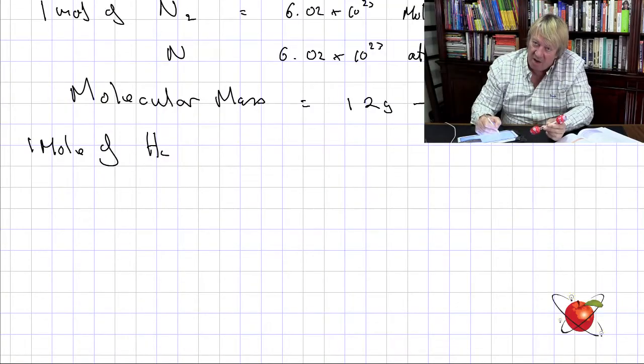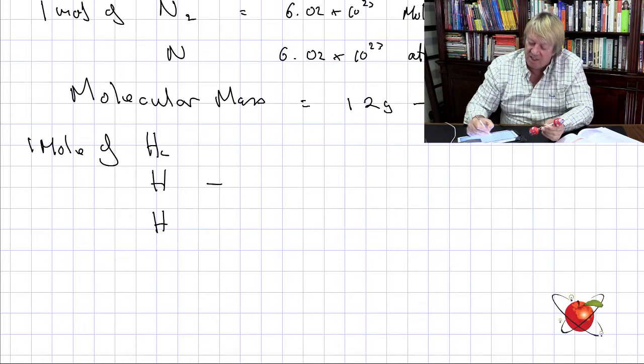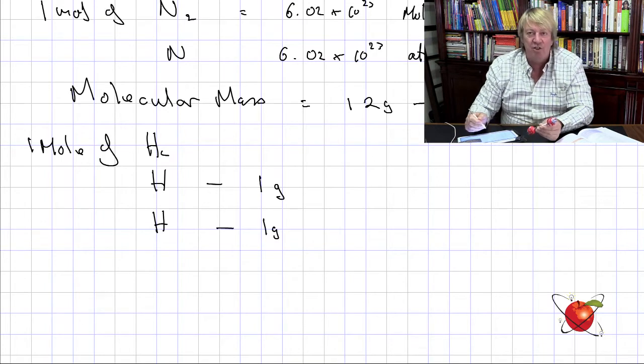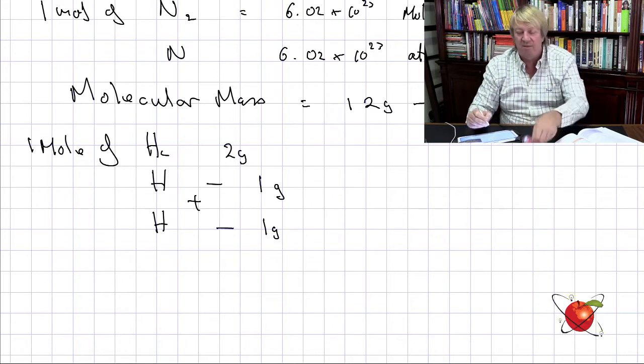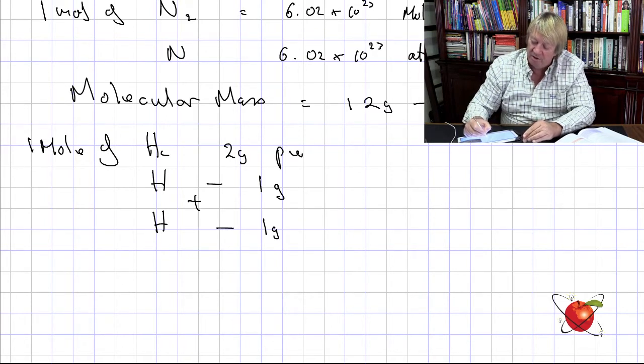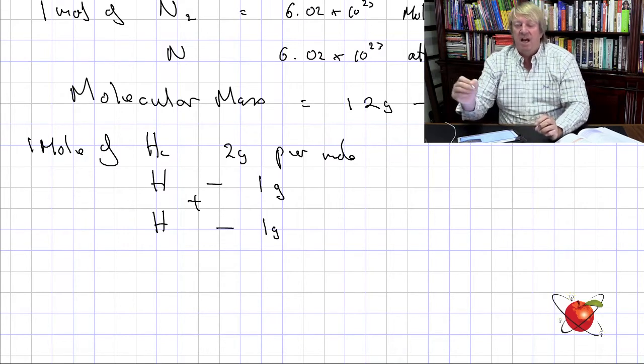So what do we do? 1 mole of H2, but now we say that has got how much? It's going to split, isn't it? If you look up the molecular mass of hydrogen, you'll see it is 1 gram. So how much is in H2? We have to have these 2 hydrogens added. So it's 2 grams per mole. Okay? Now, where most students struggle with this section, and from here on out with chemistry, is the concept of basic ratio.